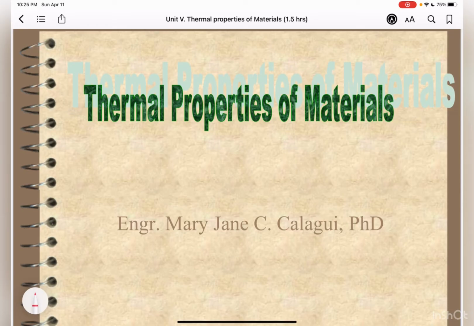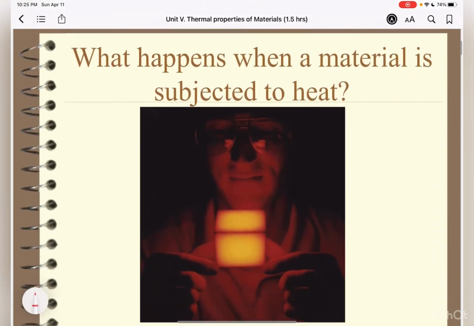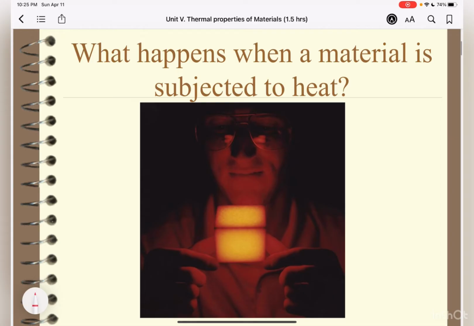Okay, so in this lecture, we will focus on defining what heat capacity is, specific heat, thermal expansion, and thermal conductivity, which are often critical in the practical utilization of solids. So to begin with, let's take a look at this photograph. What happens when a material is subjected to heat? Of course, the usual answer to that is it becomes hotter.